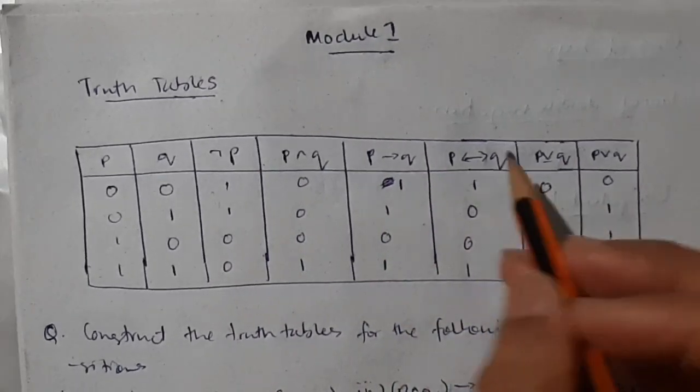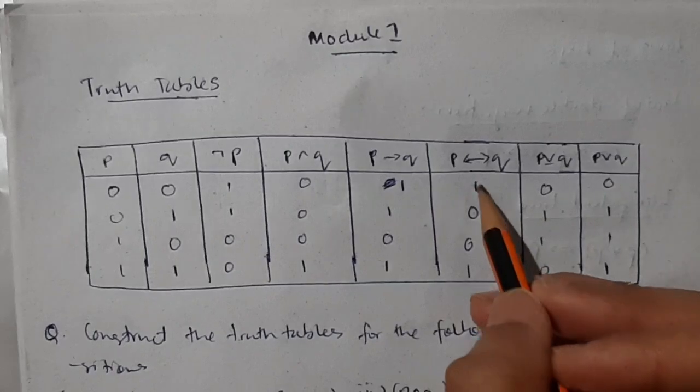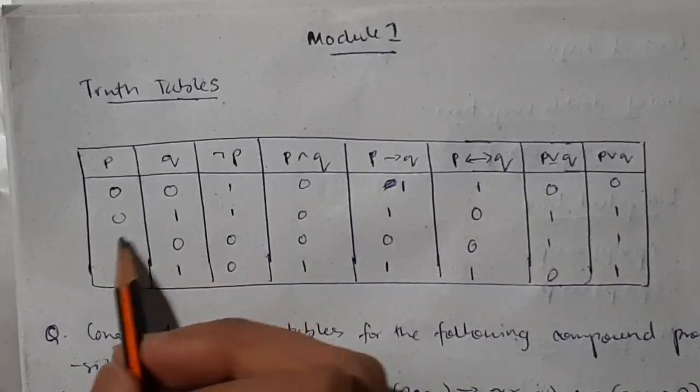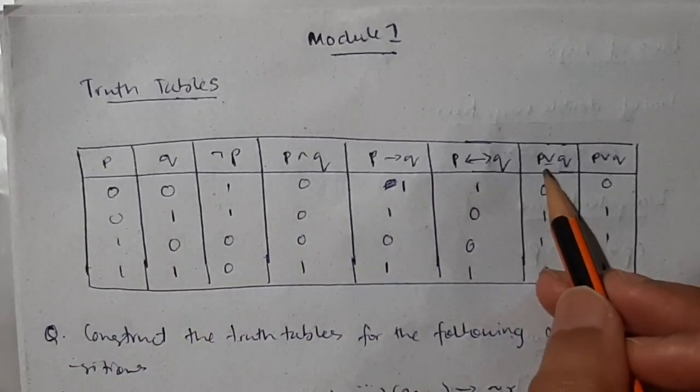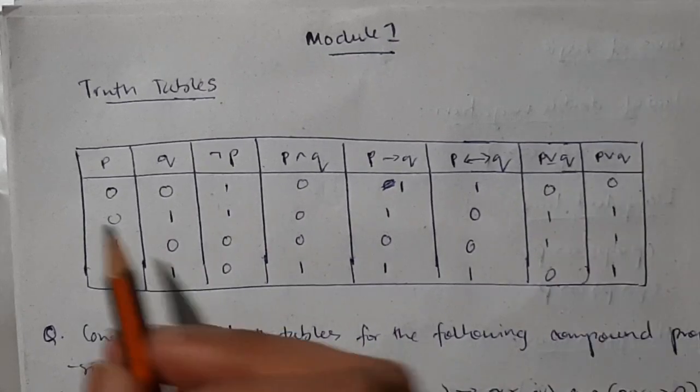This is biconditional, means both should be same, then only it will be true. This is the opposite of this, both should be different, then only it will be true. This is known as exclusive OR gate, and this is OR gate. Okay, this is the OR of these both.